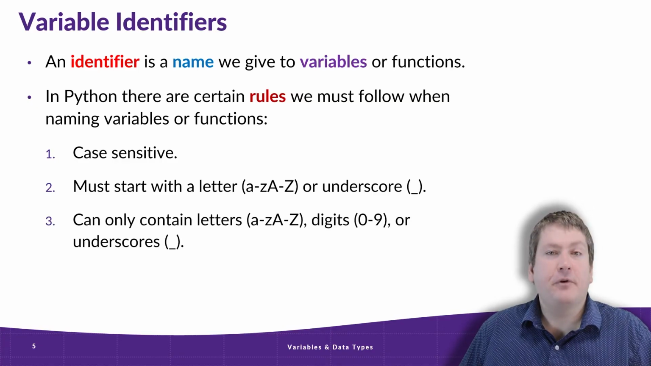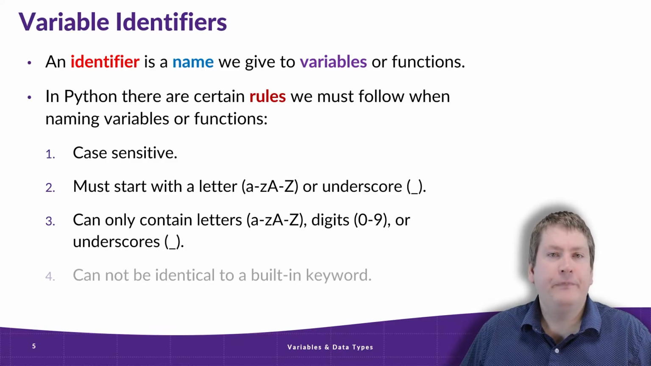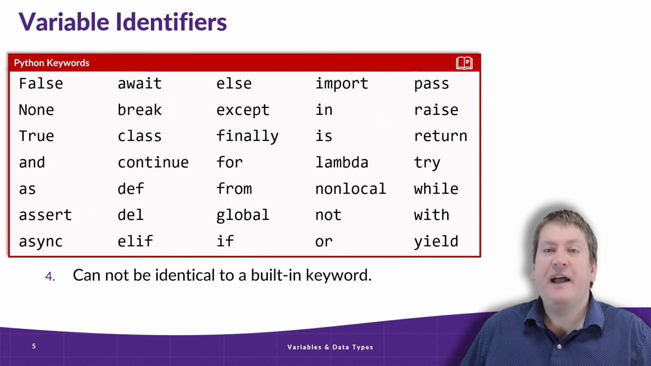The next rule is that the remaining characters in the identifier have to be either letters, upper or lowercase, digits, or underscore characters. No other character can occur in an identifier name. The last rule is that a name cannot be identical to that of a built-in keyword. Keywords have a special meaning in Python, and we can't name our variables or functions anything that would conflict with any of the names shown here.